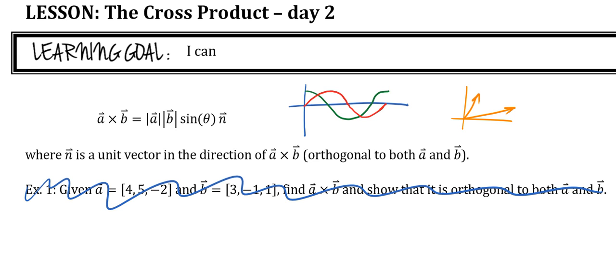Which is kind of a little trick because, well, we don't know what direction that's supposed to be. So we don't know what N is. We'd have to have a different way of figuring it out. But that's the definition that we go with. Any questions about that?